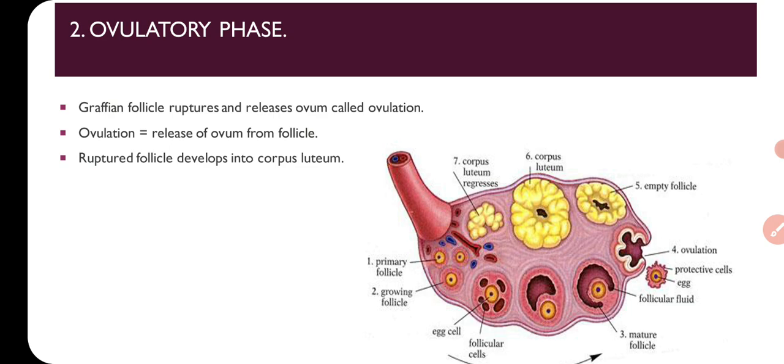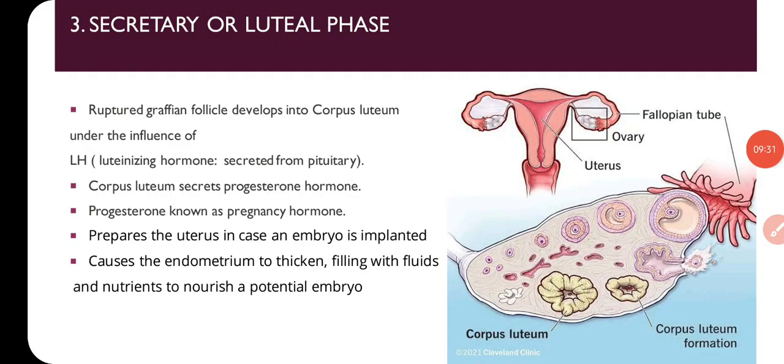The ruptured Graafian follicle develops into a new structure called the corpus luteum. The corpus luteum is also a secretory structure, and it secretes a new hormone called progesterone. The conversion of the Graafian follicle into the corpus luteum comes under the secretory or luteal phase, and this process completes under the stimulation of a hormone called luteinizing hormone, LH, which is also secreted from the pituitary.